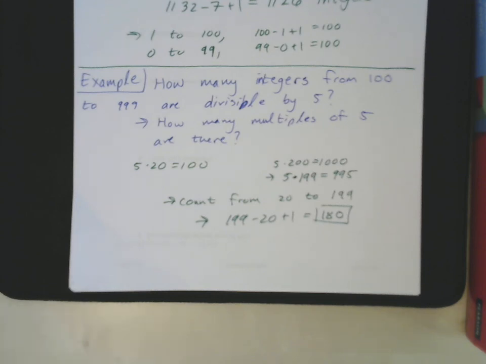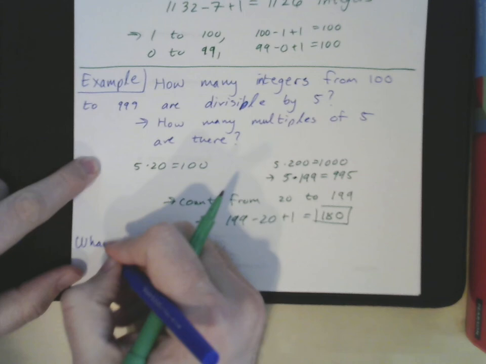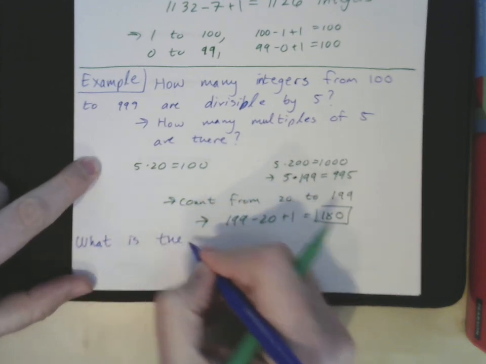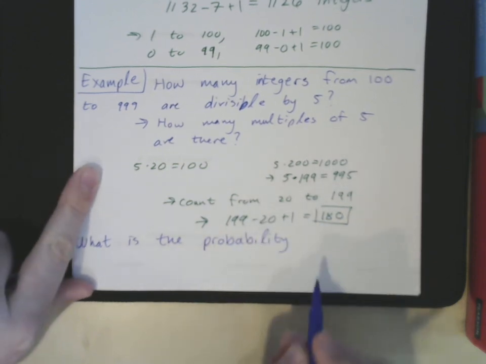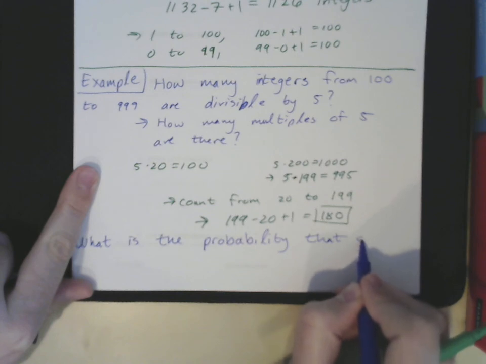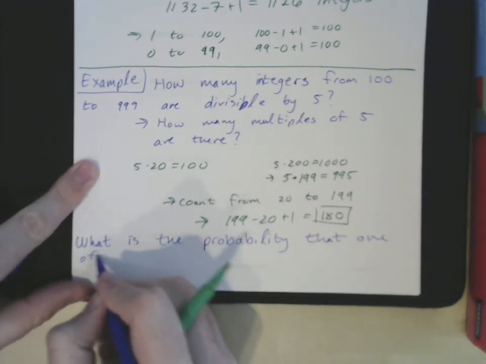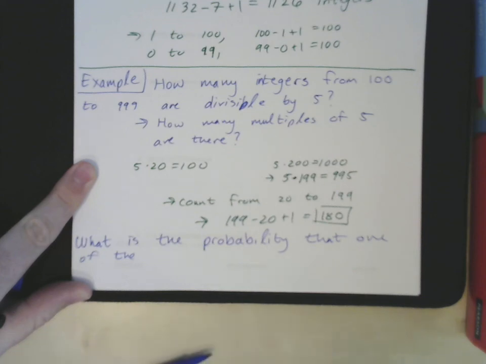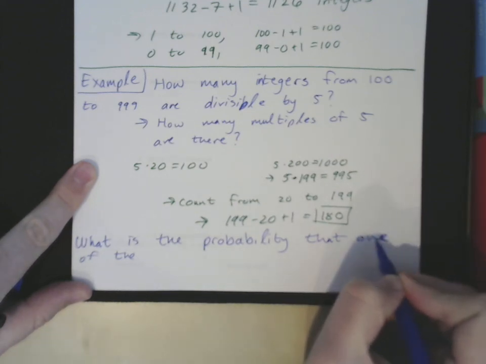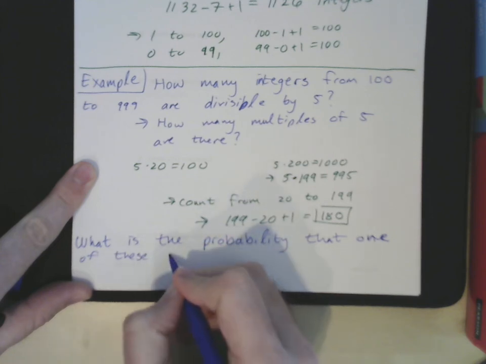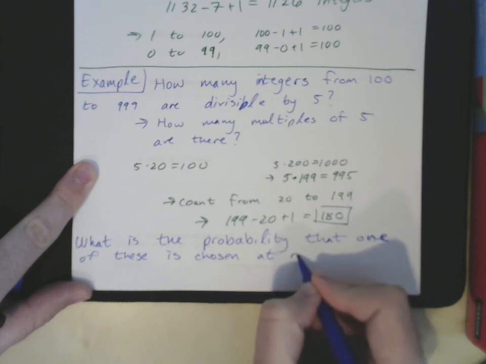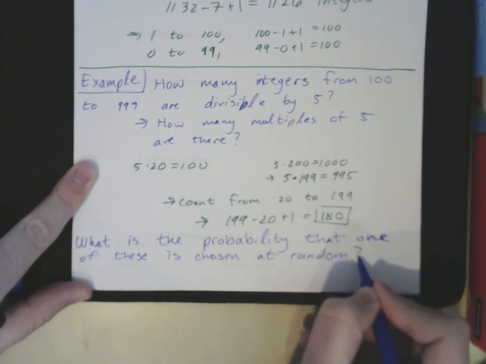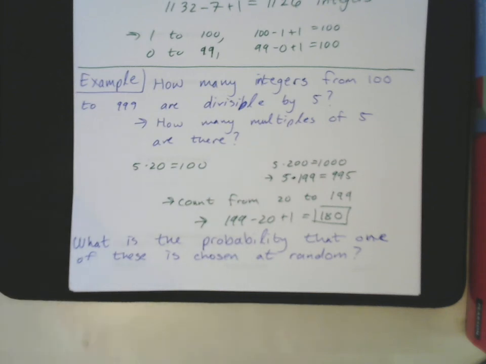So a little extension of this: what is the probability that one of these is chosen at random? So connecting it back to our probabilities now. So again, pause the video, think about it. I'm going to go through it now.